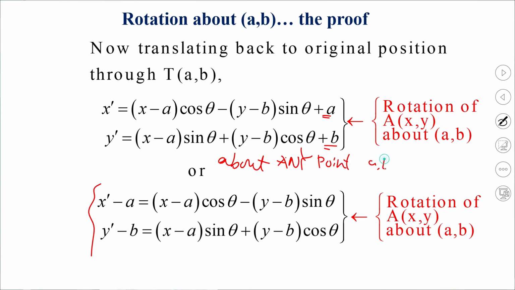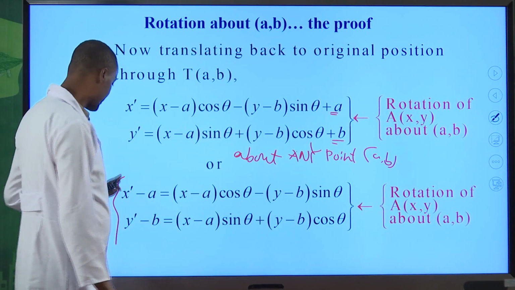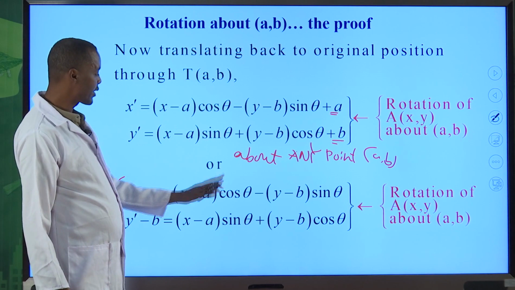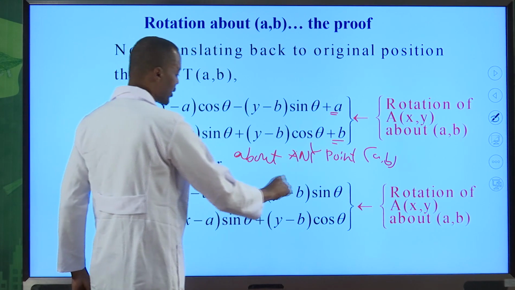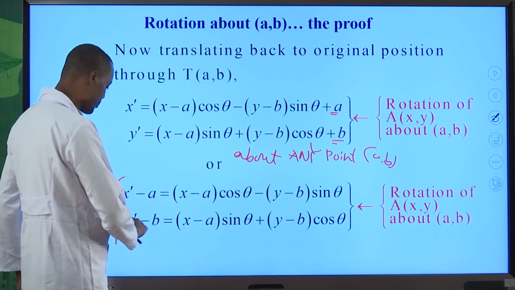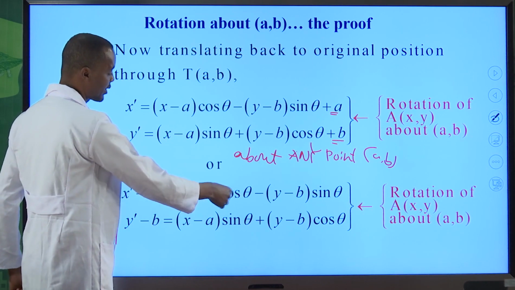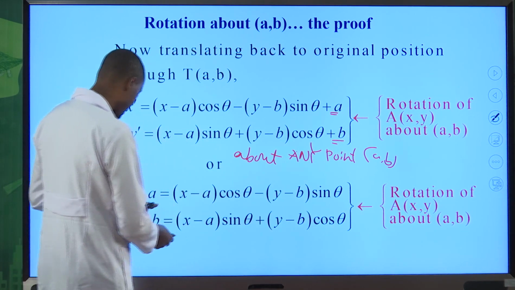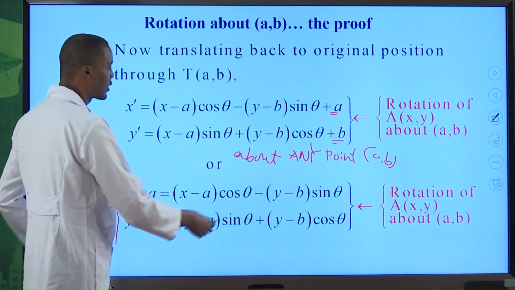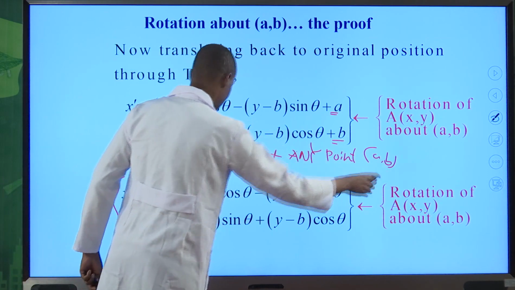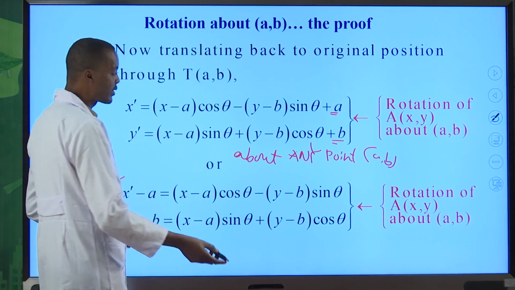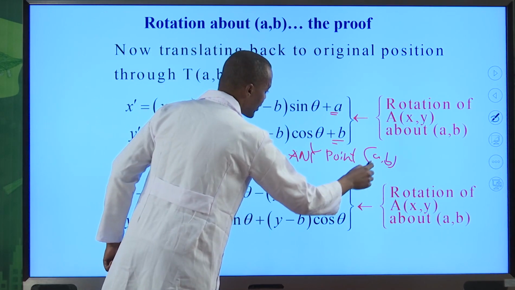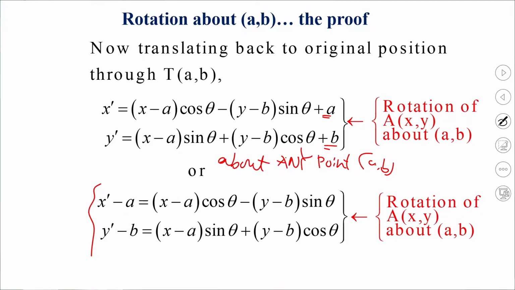a comma b. What happens is x prime minus a is equal to x minus a into cos theta minus y minus b into sin theta, and y prime minus b is equal to x minus a into sin theta plus y minus b into cos theta. This one applies both for any other point a comma b and also for the origin, because the origin simply means whenever a becomes 0 and b is also 0. So this is the general formula, I can say.